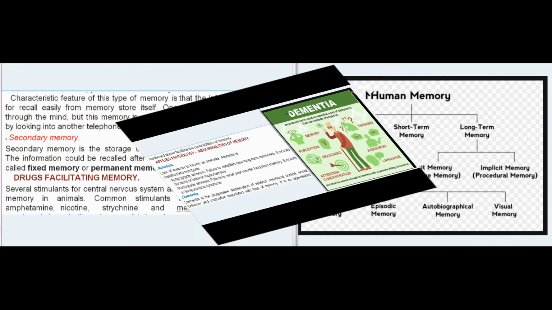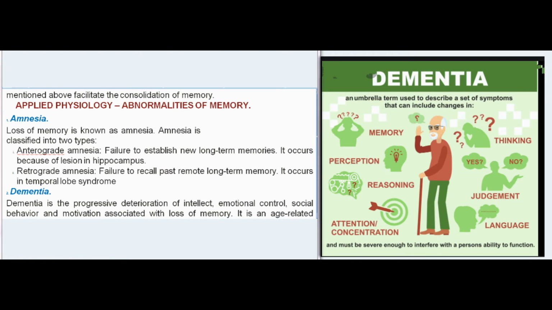All these substances mentioned above facilitate the consolidation of memory. Applied physiology, abnormalities of memory. Amnesia. Loss of memory is known as amnesia. Amnesia is classified into 2 types: anterograde amnesia, failure to establish new long-term memories. It occurs because of lesion in hippocampus. Retrograde amnesia, failure to recall past remote long-term memory. It occurs in temporal lobe syndrome.